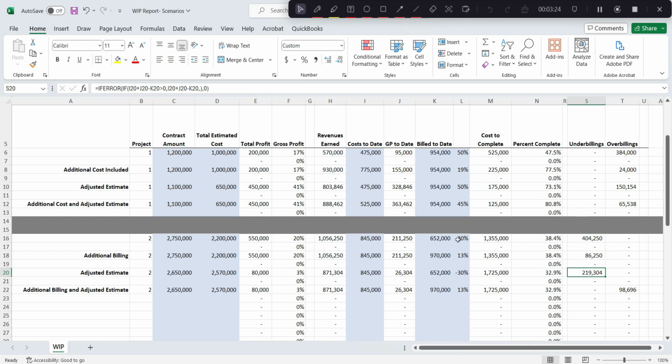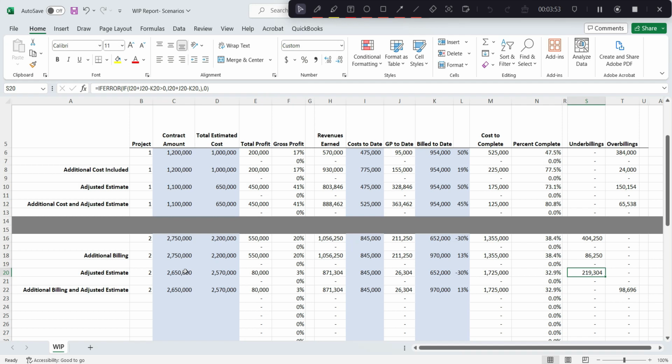Okay, see, we were at a gross loss here of 30%. We're at a gross loss here of 30% too, but the margin is so much lower that it's not that far off, right? 3% from negative 30 is closer than 20% to negative 30. So we still have a large underbilling, but it's a little more palatable again.